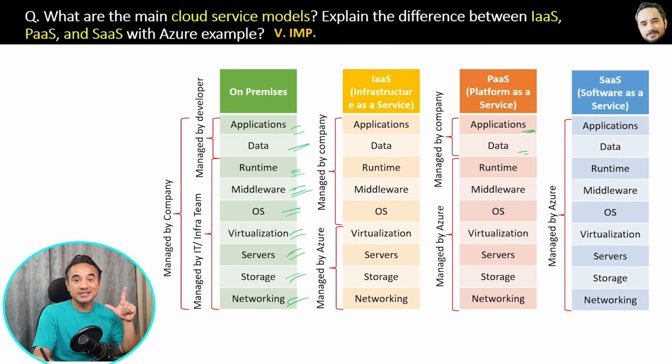Next and the last one is SaaS, which is software as a service. Okay, here everything including the application and data is managed by Azure only. For example, there is a SaaS application, Microsoft 365. Your company can take this SaaS service from Microsoft and your company employees have to just use it. Your company does not have to do any development around it. Everything Azure will control. So that is SaaS. So that is the short story of IaaS, PaaS and SaaS.